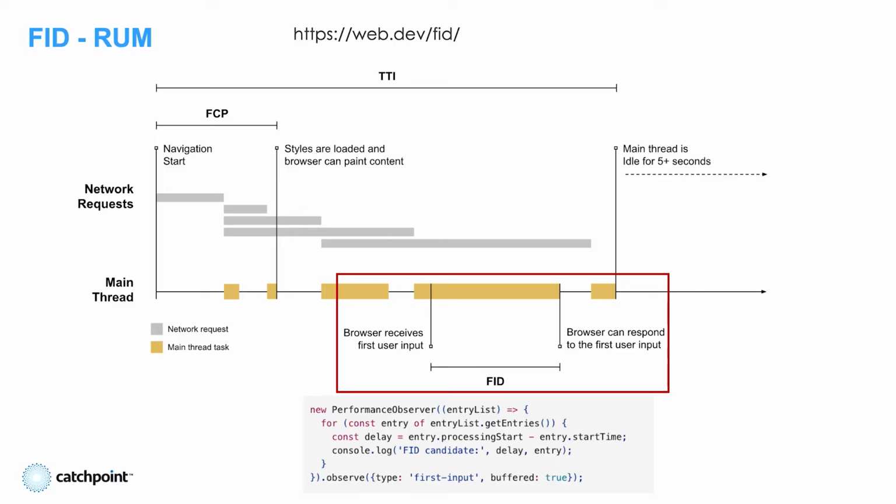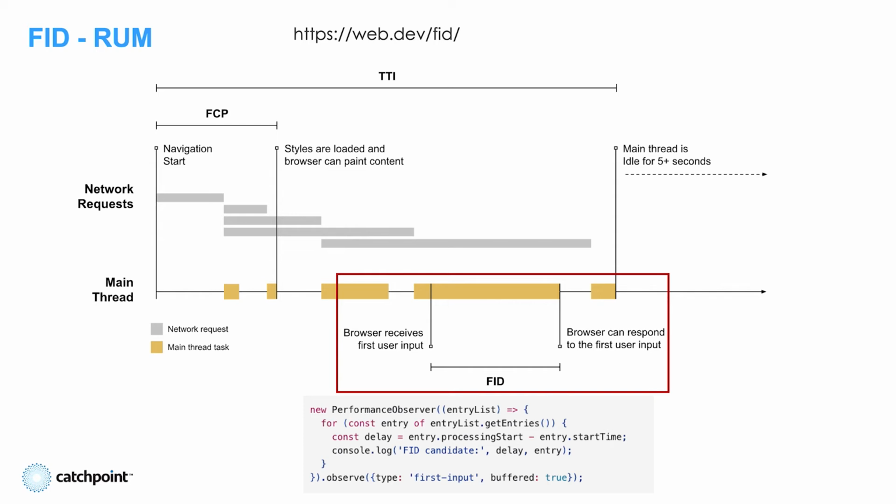And then first input delay is where we sort of move into the interaction side of things, and this is trying to measure when the user actually interacted with the page for the first time, how much was the main thread blocked for before the browser could actually service that event. It doesn't include any of the actual processing that your application would do in response to the event to show the user anything. It's basically literally just how long was the main thread blocked while the user tried to interact with the page.